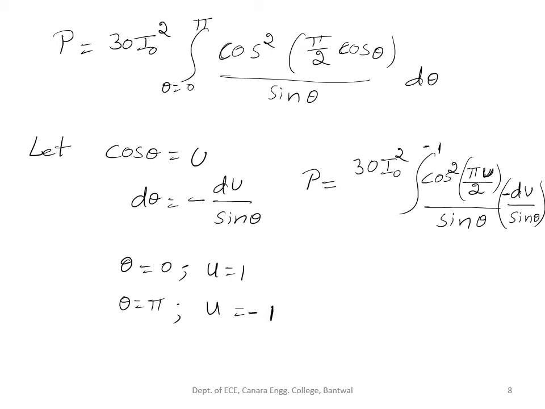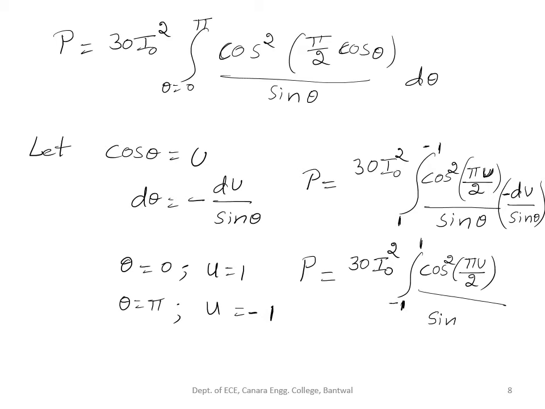Therefore, radiated power P is equal to 30 I naught square integration from minus 1 to 1 of cos square of pi u by 2 divided by sin square theta du.